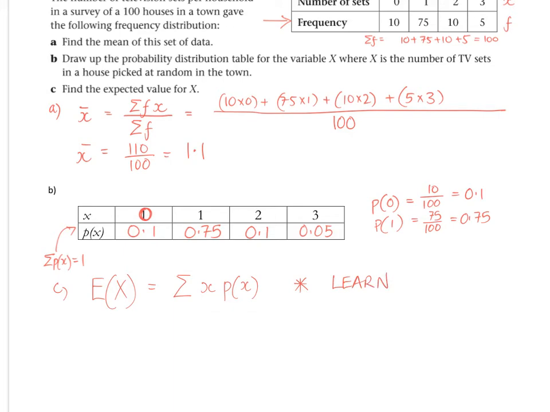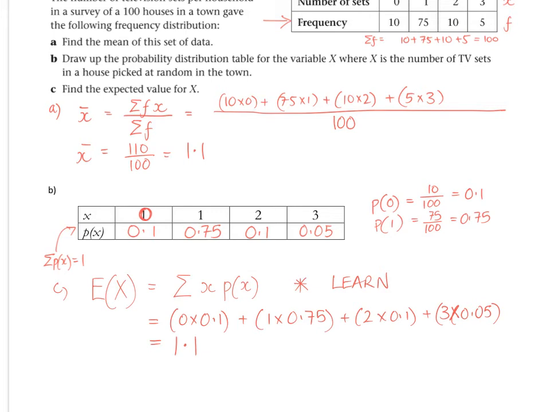And you're doing exactly the same thing. You're just multiplying the columns, the numbers in the columns together and adding them. So in this way, this is the sum of 0 times 0.1 plus 1 times 0.75 plus 2 times 0.1 and 3 times 0.05. And when you calculate that, it will give you 1.1 as well.